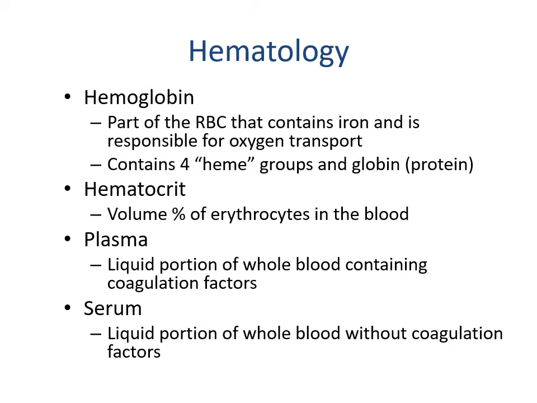Now, a normal healthy blood cell is going to contain 4 heme groups, as well as the globin, which is the protein component. Now remember, looking back at some of the different labs, we have hematocrit, which is the volume percentage of red blood cells in the blood. And then we have the plasma portion, which is the liquid portion of whole blood containing coagulation factors, and serum, which is the liquid portion of whole blood without coagulation factors.